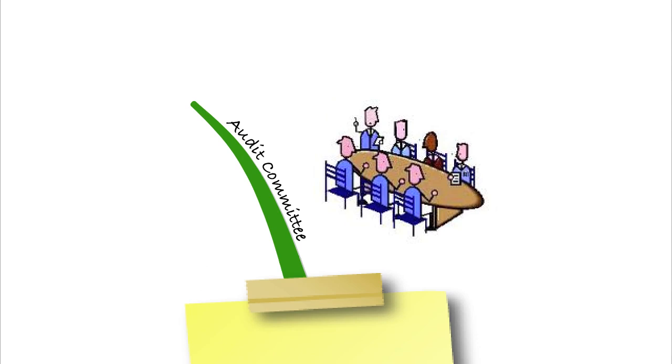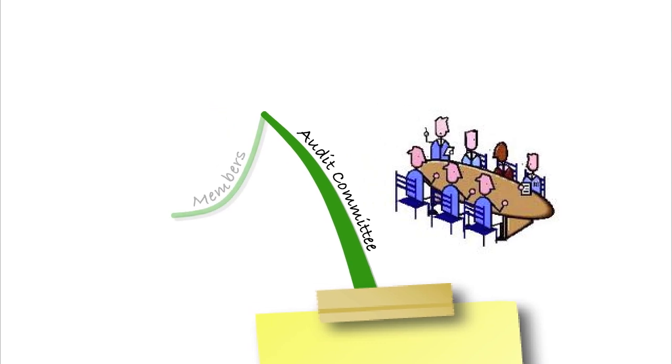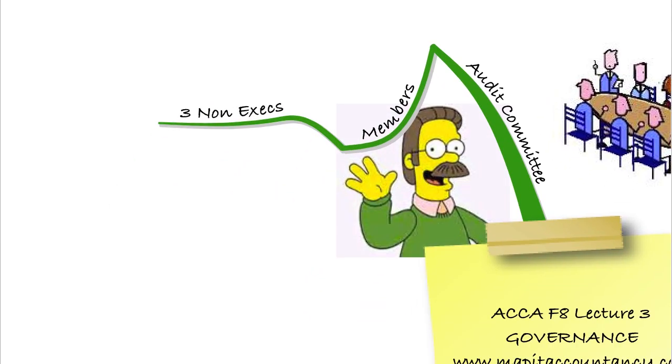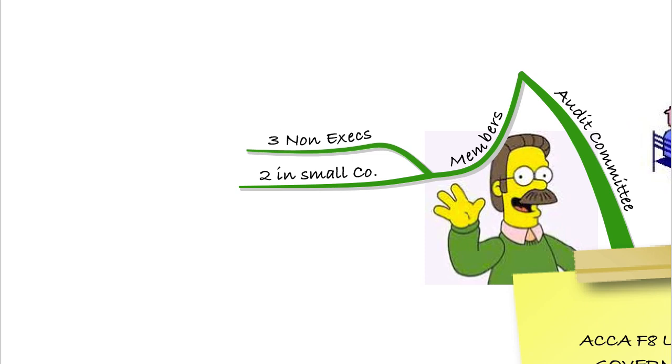So looking first of all at the Audit Committee, we were talking about governance. The Audit Committee we know is recommended by the Corporate Governance Code because we talked about it in the last session. So the members, first of all, remember they're all non-executive directors. So 3 non-executives is the standard for an audit committee, but perhaps 2 in a small company. So a small company with an audit committee can get away with just having 2 non-executive directors on the audit committee.